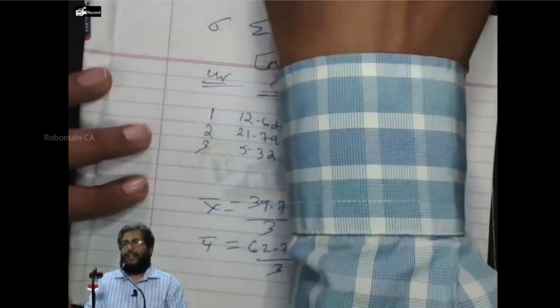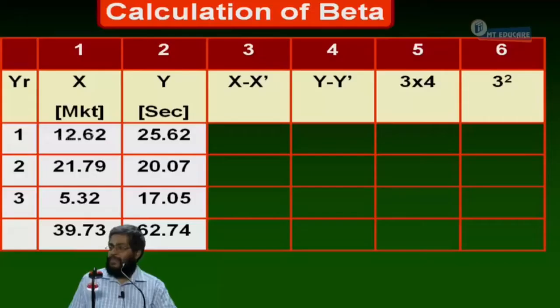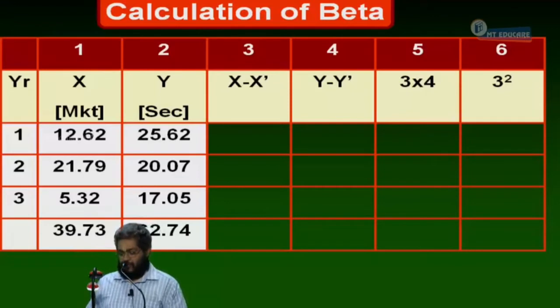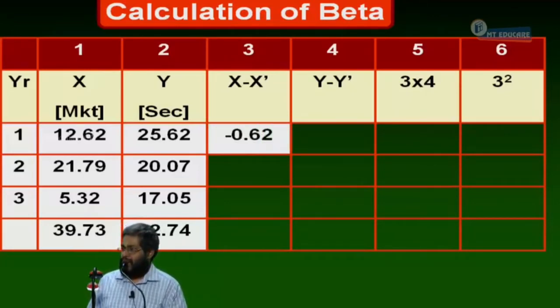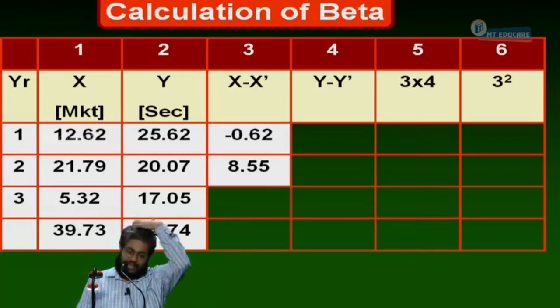Now, let's go back to the main slide. X minus x bar: 12.62 minus 13.24 is minus 0.62. Next, 21.79 minus 13.24 is 8.55. Is the sign important or not? It is important. Why? For covariance. Next.